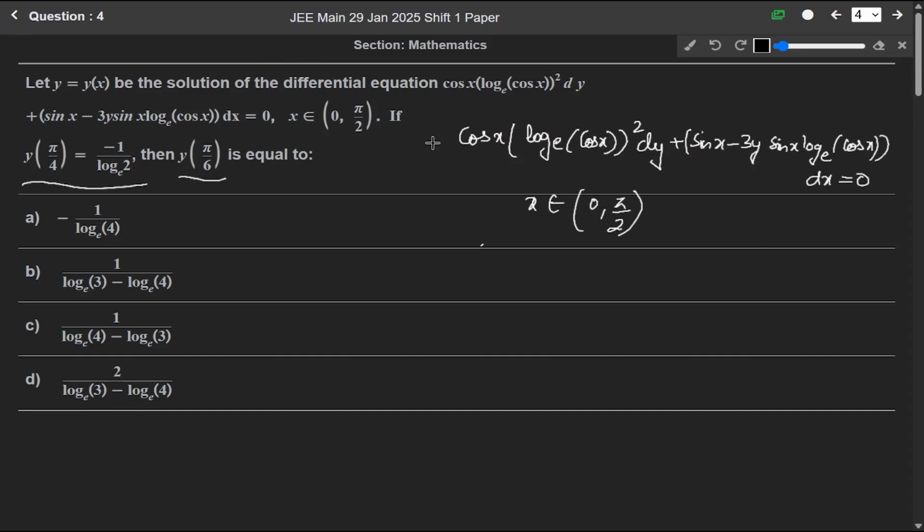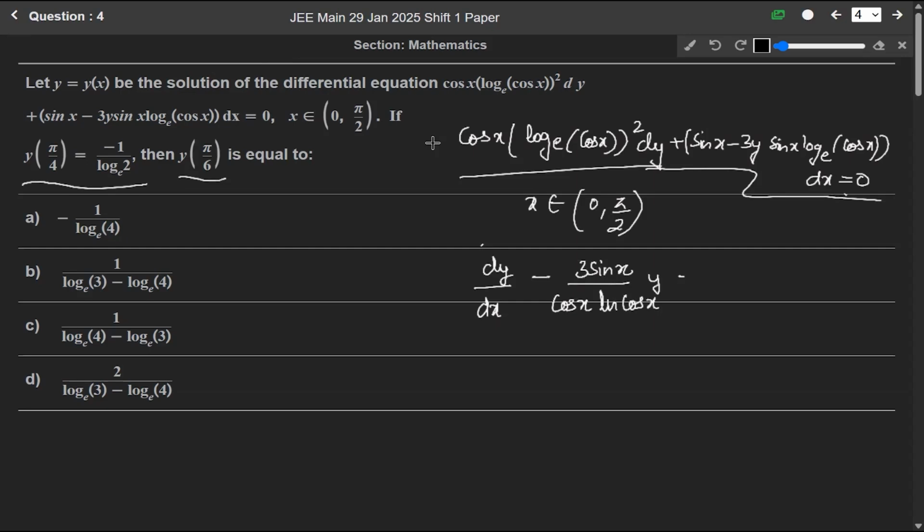So we are given this equation. We can write it as this is dy, this is dx. So we can write dy over dx minus 3 sin x over cos x log of cos x times y equals minus sin x over cos x (log of cos x) whole square.